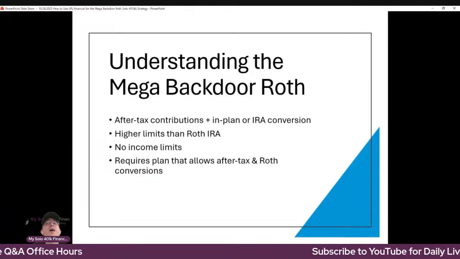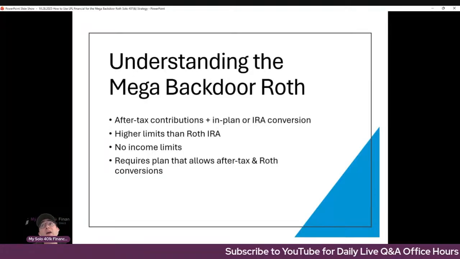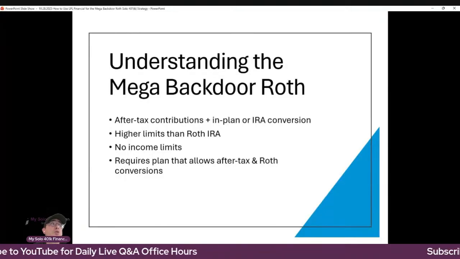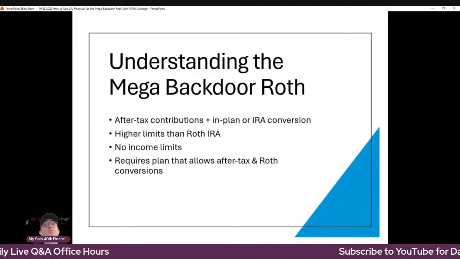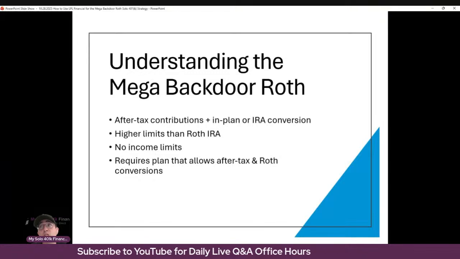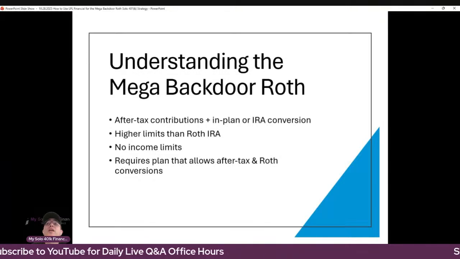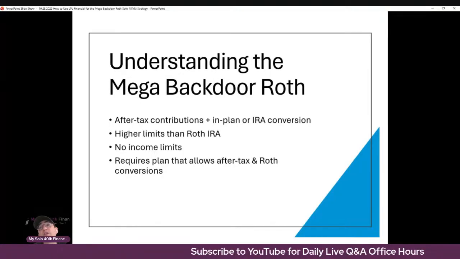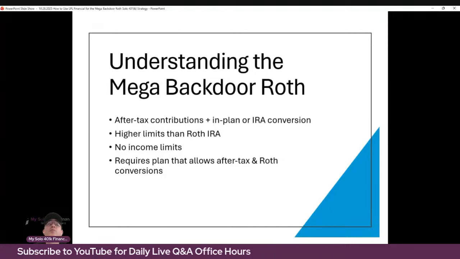Now you need to have plan documents that allow you to make these Mega Backdoor Roth Solo 401k contributions. For example, the plan offered by My Solo 401k Financial will allow for both steps. Our plan documents, number one, allow you to make the voluntary after-tax Solo 401k contribution. And then also our plan documents allow for the in-service conversion to a Roth account. Our plan would allow for both a transfer to a Roth Solo 401k or out of the plan to a Roth IRA.